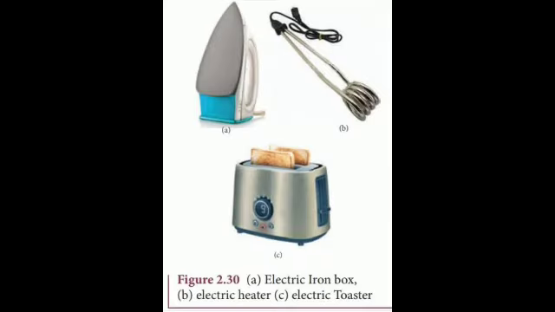Applications of Joule's heating law. Some of the home appliances that utilize the heating effect of current. In these applications, the heating elements are made of nichrome, an alloy of nickel and chromium. Examples given are electric iron box, electric heater, electric toaster and so on. These are examples of applications of Joule's heating effect.